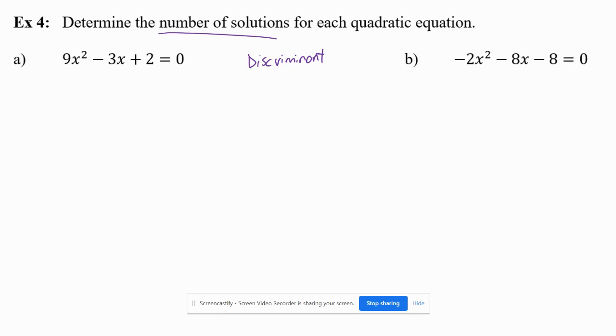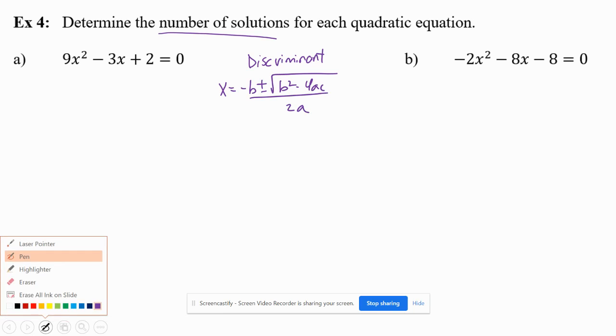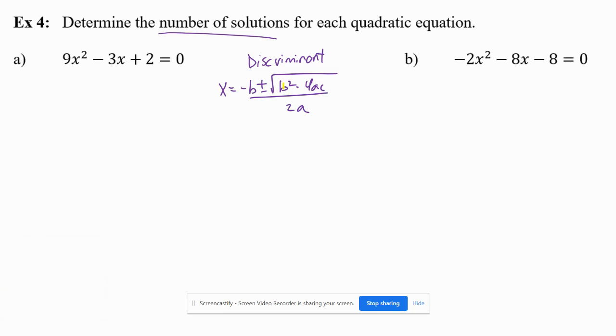If you remember, the formula is x equals negative b plus or minus the square root of b squared minus 4ac, all divided by 2a. The discriminant is just going to be this right here.